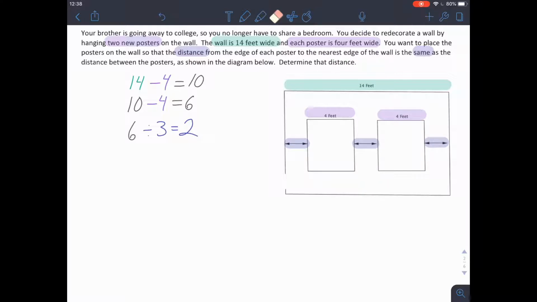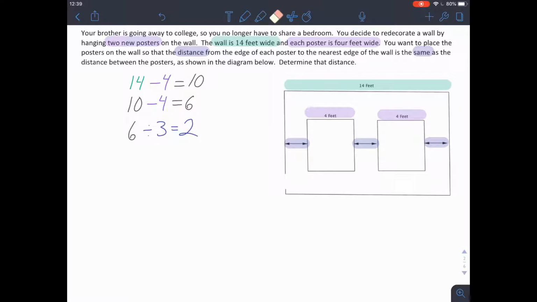So one way we could solve this arithmetically is we could take our total length of the wall, and we could subtract away the amount of distance that the posters will cover. So 14 minus 4 is 10, and 10 minus 4 is 6. So we know that we have 6 feet of space to use in between our posters and the remaining parts of the wall. Since we want all 3 pieces to be equal, we can divide 6 into 3 equal parts, which gets us 2 feet in between each.